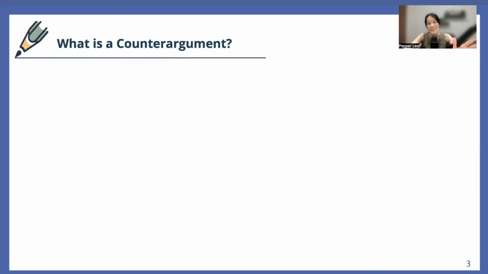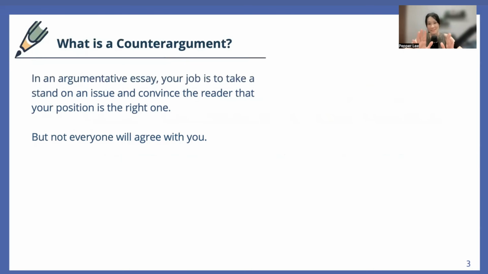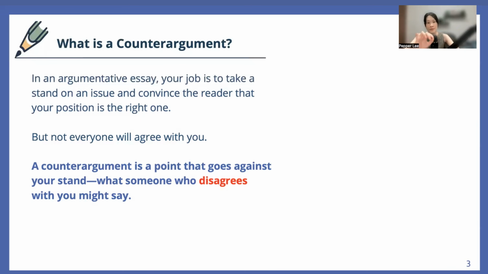Now, what is a counterargument? Let's just make sure we're on the same page. In an argumentative essay, your job is to take a position on an issue and convince your reader that your position is the right one. So you can agree to a large extent, you can agree to a limited extent, you may even disagree, but whatever your stand is, not everybody is going to agree with you, clearly. And that's what the counter-argument is. The counter-argument is a point that goes against your stand. It is what somebody who disagrees with you might say.